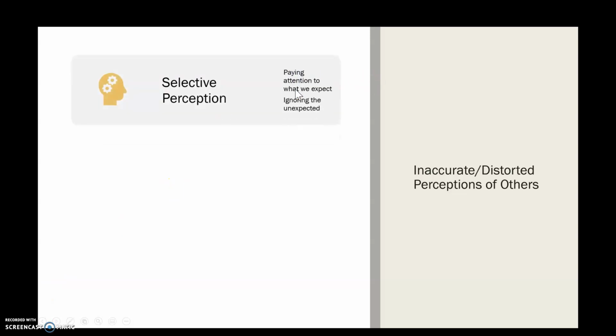Selective perception says that we pay attention to what we expect and ignore the unexpected. So if a person behaves in an expected way, well, that meets expectations. So we're more likely to pay attention to that and less likely to pay attention to something that contradicts that. This is seeing only the good things in a date, for instance.